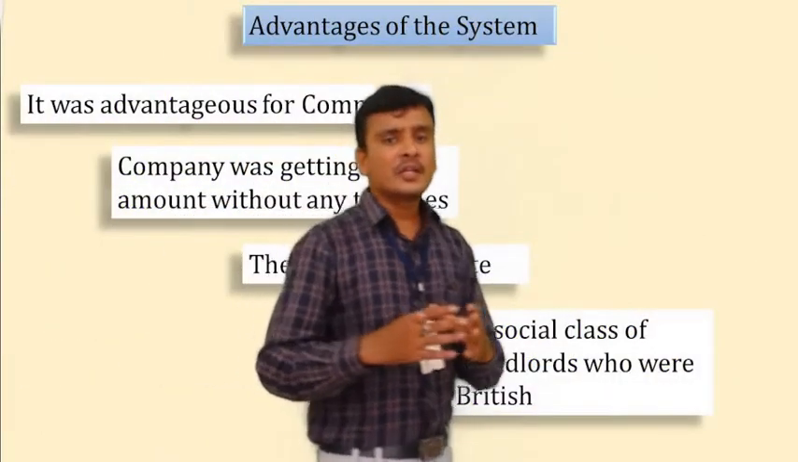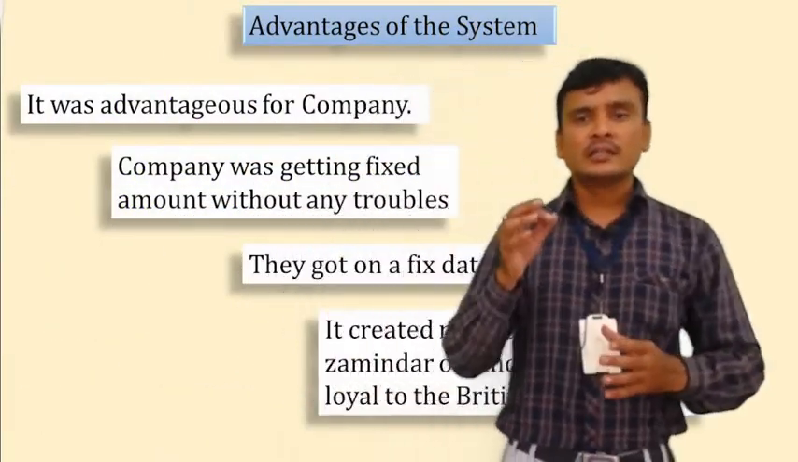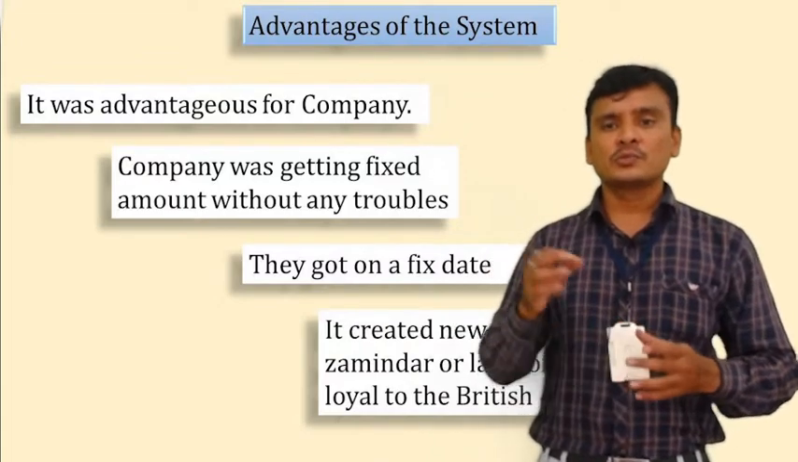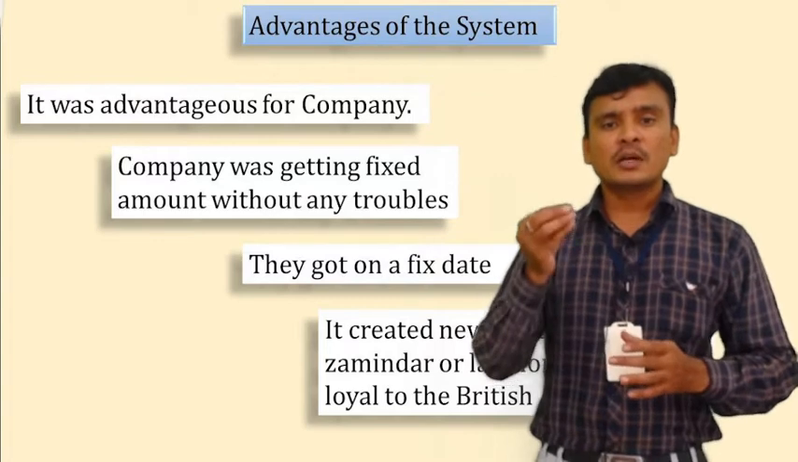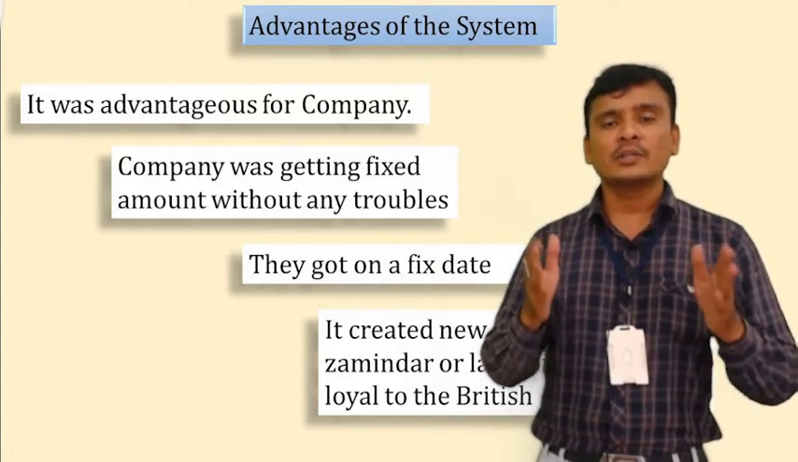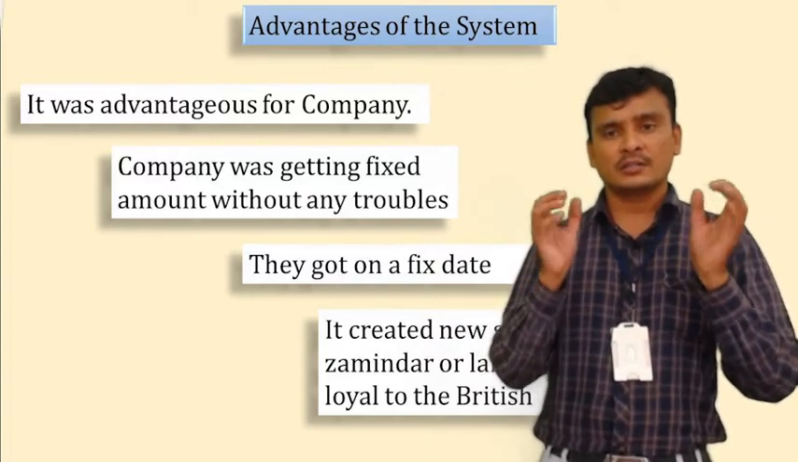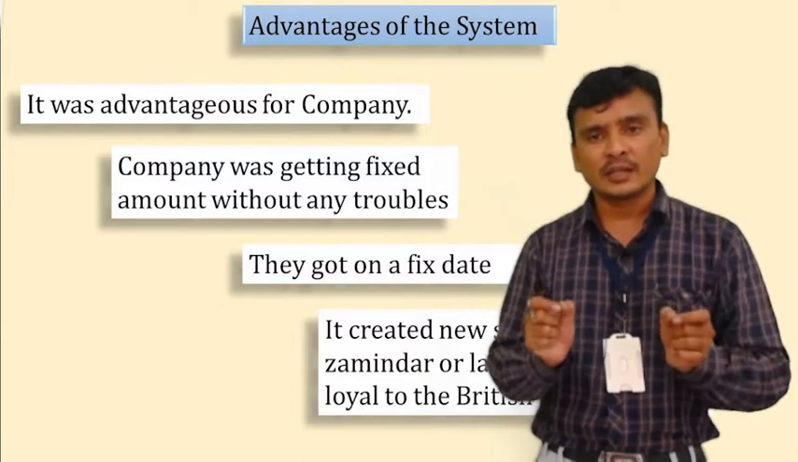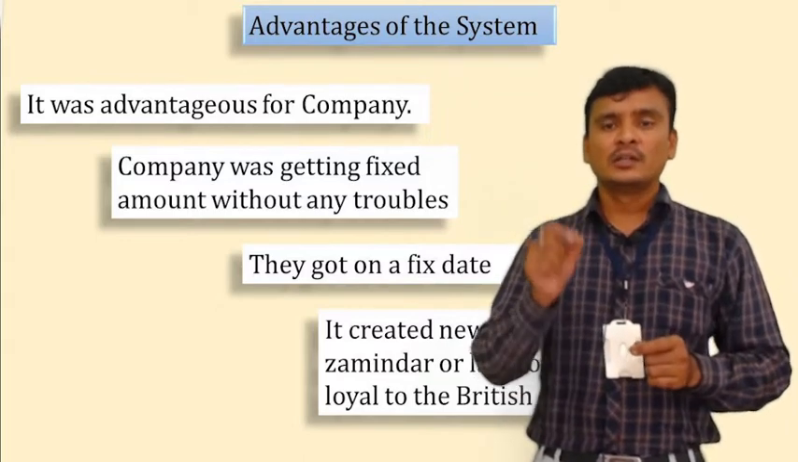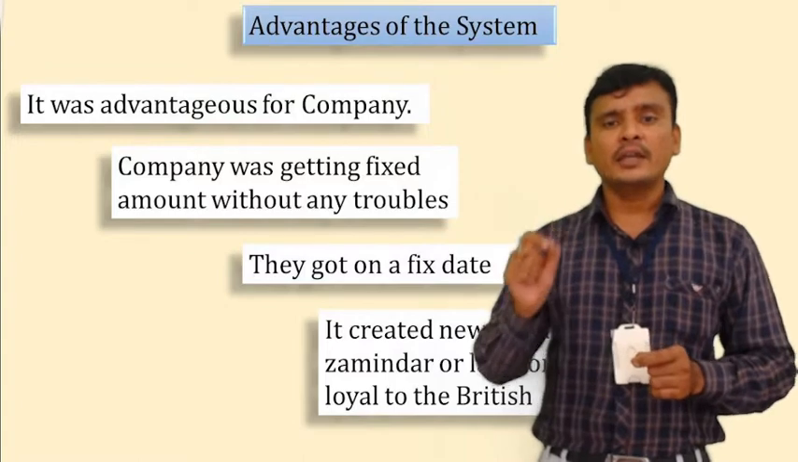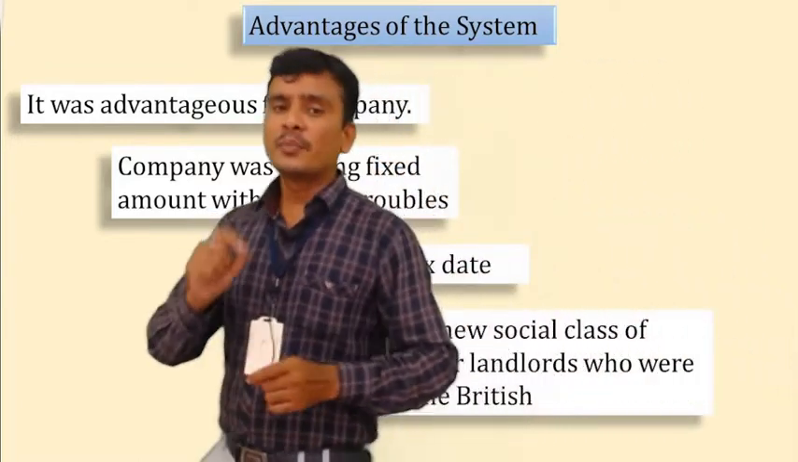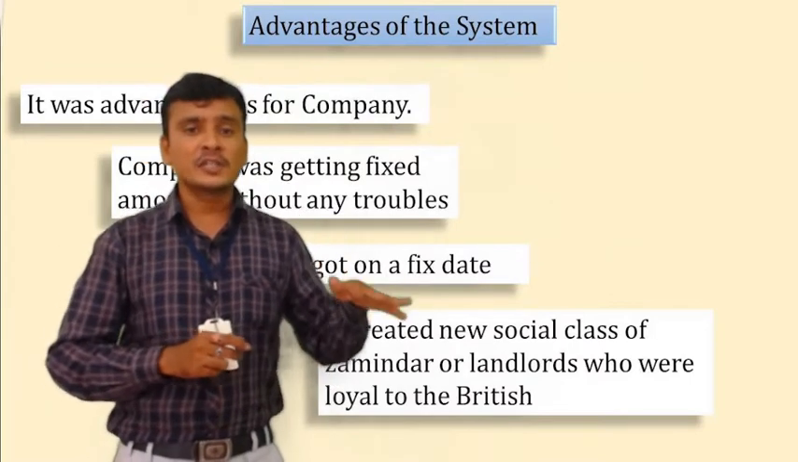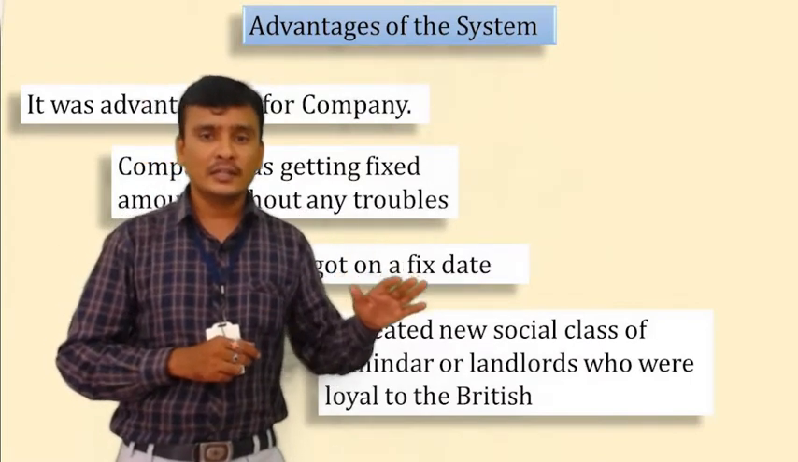Now see the advantages of this system. This system was more advantageous to the company, not to the Indian farmers, because the company was getting the fixed amount without any trouble. Zamindars, to secure their zamindari, used to collect the amount at any cost. In the same way, the company used to get the amount on the fixed date. There was not any delay.